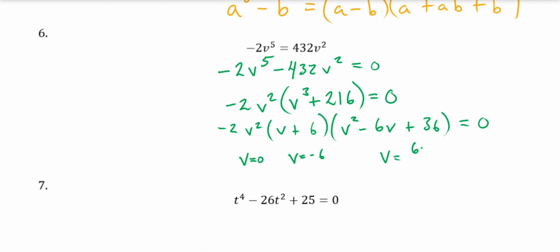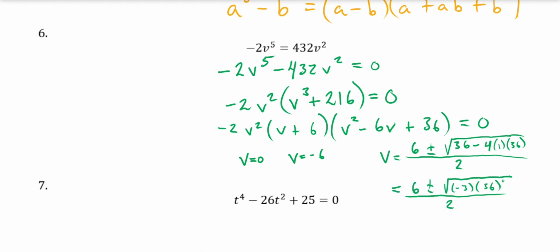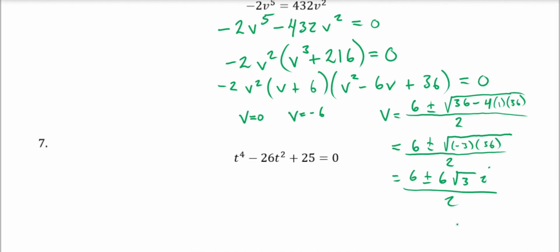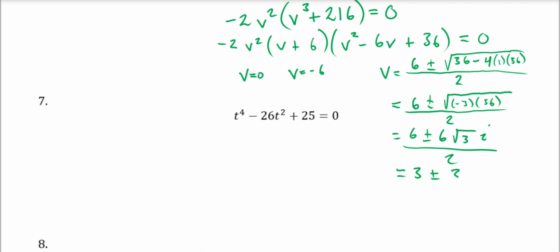So we do negative b, which is positive 6, plus and minus the square root of b squared, which is 36, minus 4 times a times c, which is 36, over 2a. Now, I can't help but notice we're taking away 4 36s from 1 36, and that's going to give us minus 3 36s. I think that's nice because this is going to allow us to take out a 6, and the negative sign will come out as an i. So we wind up with, and dividing the 2 into both terms, we have 3 plus and minus 3 radical 3i.